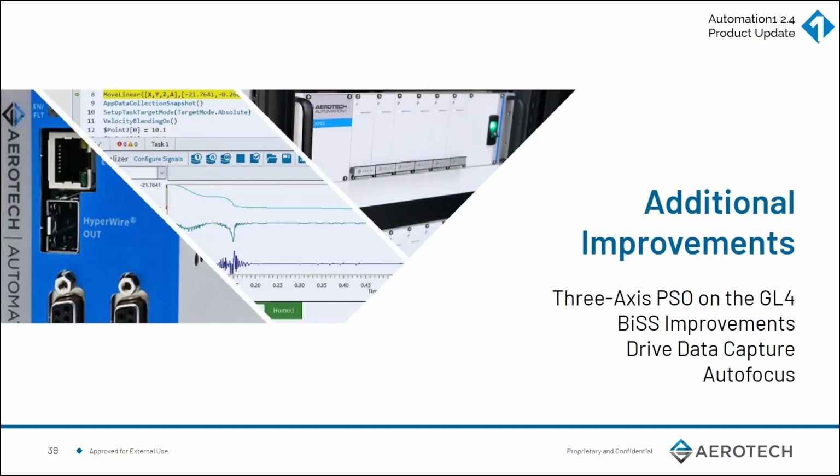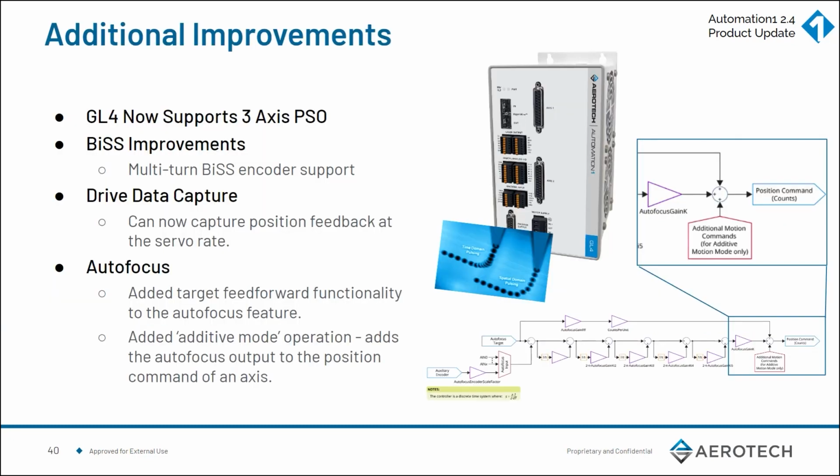Now to go over some additional improvements in the 2.4 release. First, we'll talk about GL4 now supports 3-axis PSO. This is important because we're doing more multi-dimensional laser scan head applications. This would be key for laser scan heads where you're actually traversing a non-flat surface and you want to use PSO across that surface. PSO is unique in that it's using actual encoder data.